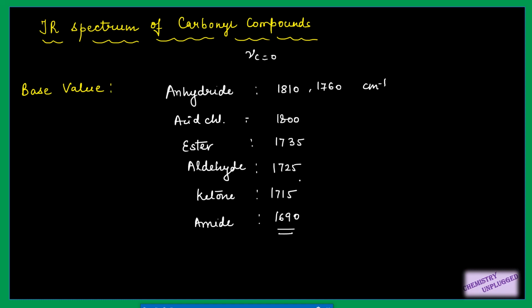For ketone, suppose I am taking acetone. For acetone this value is 1715. In aldehyde, suppose we have acetaldehyde, we have only one methyl group, while in acetone we have two methyl groups. Both of them provide electrons, showing the plus I effect, and because of this plus I effect, the electron density on this carbon increases, right? Due to this the C=O bond becomes slightly weaker in nature. That is why its vibrational frequency is lower than aldehyde, where we have only one methyl group, right?